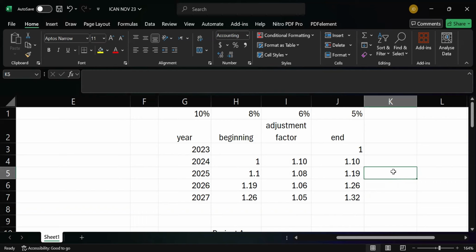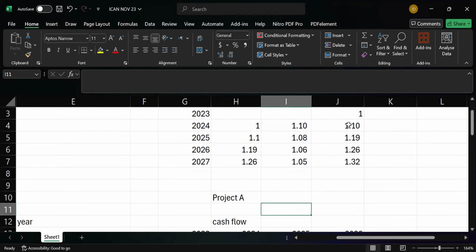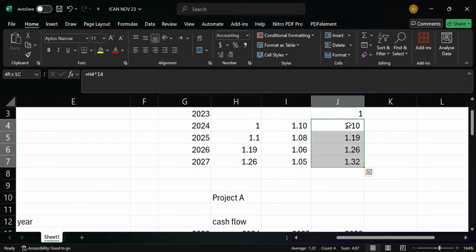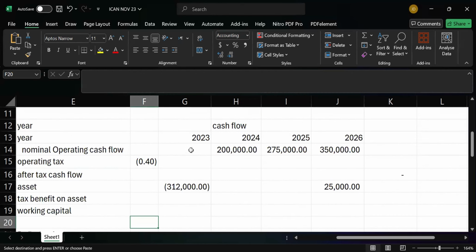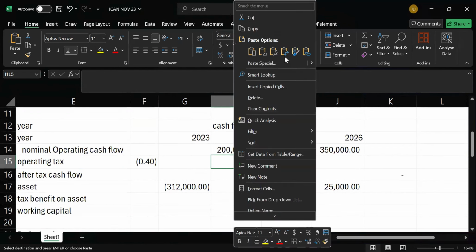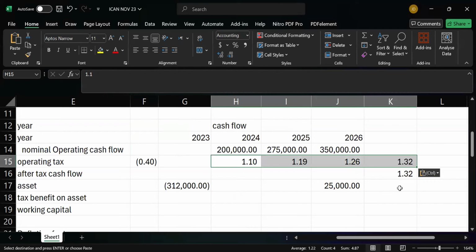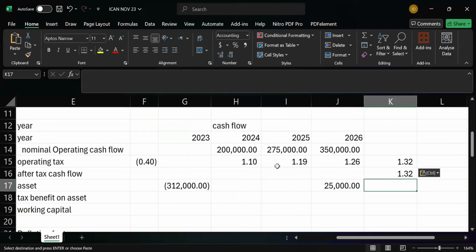So what I need to do now is to go and deflate those cash flows, bring the cash flows towards year 0 value. So these are my adjustment factors. Okay. So I need to deflate those cash flows with this adjustment factor from year 2024 to 2025. So these are the adjustment factors that I've gotten now.